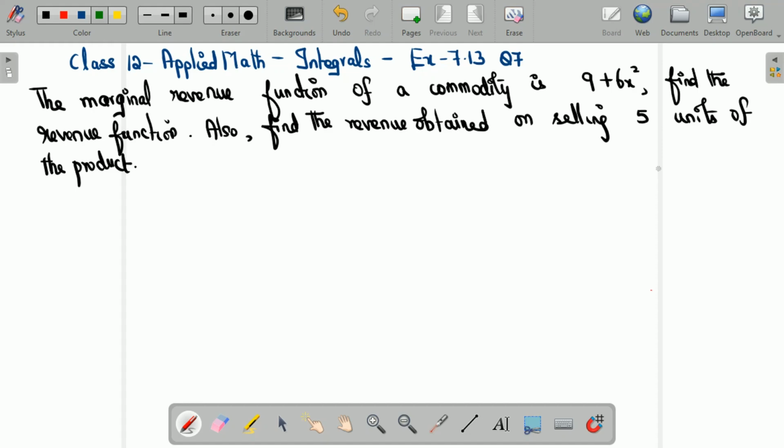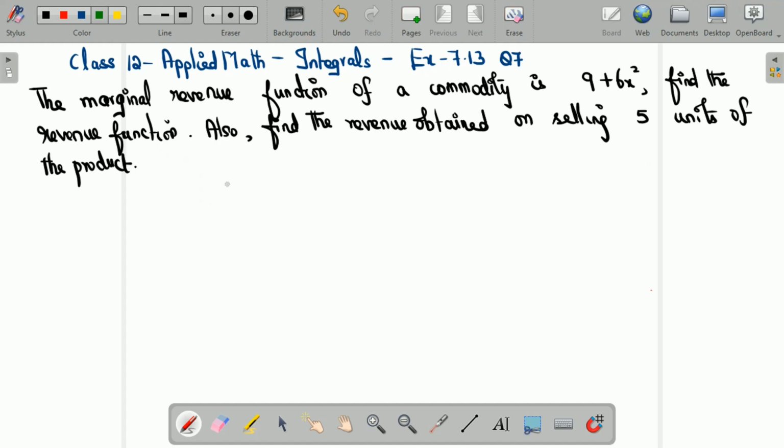In this video, let's find the solution for the 7th question in exercise 7.13. The marginal revenue function of a commodity is 9 plus 6x squared. Find the revenue function. Also, find the revenue obtained on selling 5 units of the product.